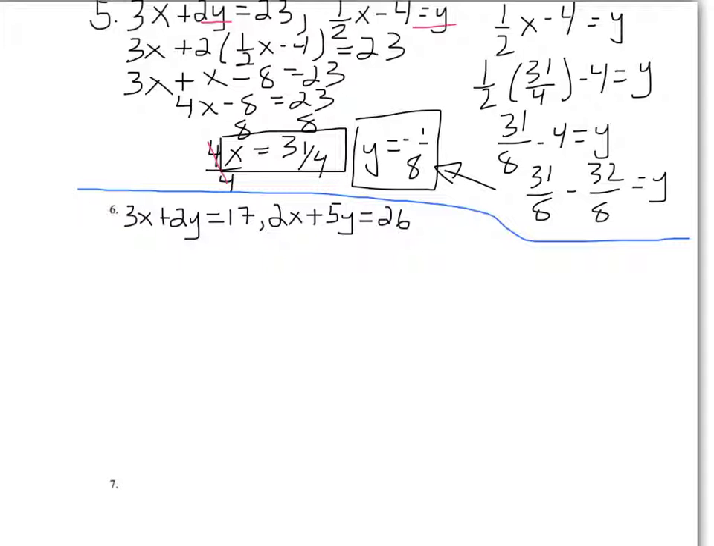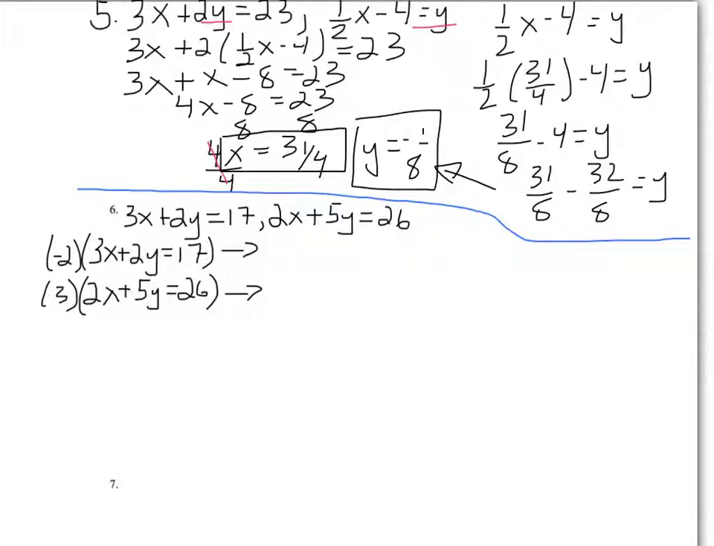So for number 6, I think I'll use elimination. I'm probably going to multiply the top equation, the one on the left, by negative 2, and the right equation by 3. I'll set that up. So I'll distribute through the negative 2. So I get negative 6 minus 4y equals negative 34.